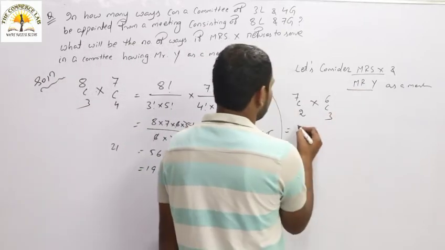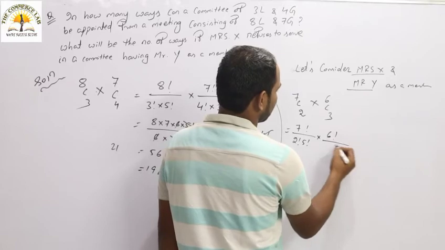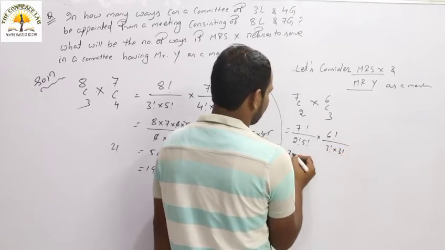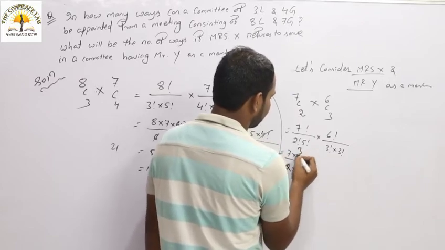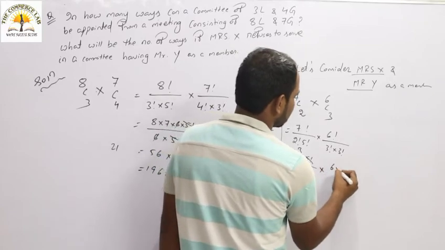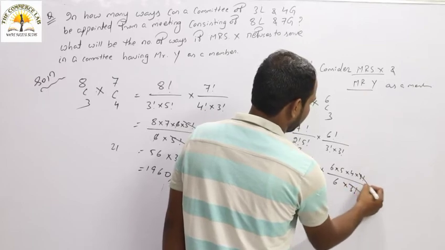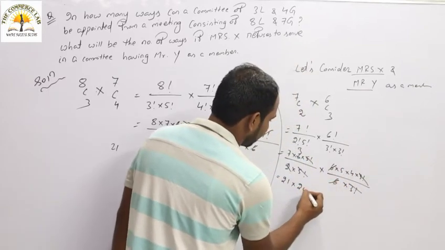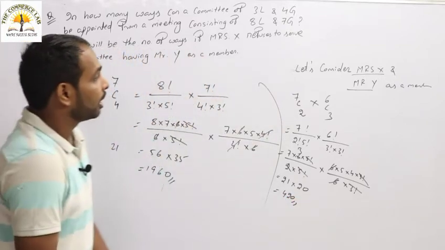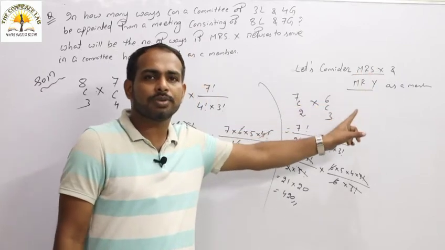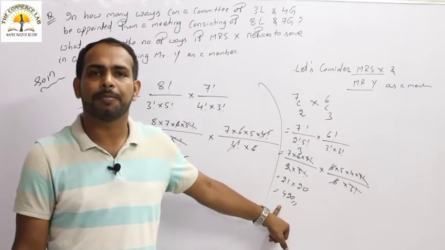Then it can be selected 7 factorial by 2 factorial into 5 factorial, 6 factorial by 3 factorial into 3 factorial. So 7 into 6 into 5 factorial by 2 into 5 factorial. 5 factorial cancel, 2 3 times, 7 3 times 21. Multiplied by 6 into 5 into 4 into 3 factorial by 6 into 3 factorial. 3 factorial cancel, 6 cancel, 5 into 4, 20. 21 into 20, 420. Right? So if Mrs. X and Mr. Y are members of that committee, then the number of ways is 420.